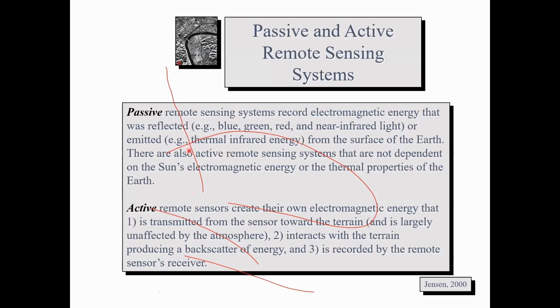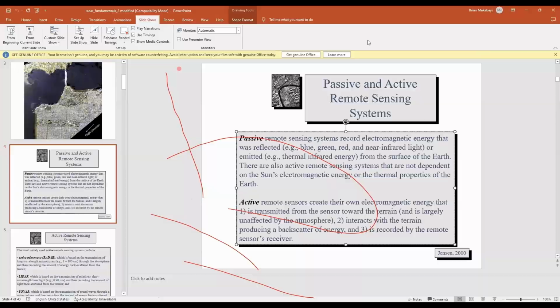I just want to clear my screen. I don't know what's happened with my screen. If you see those red things that are obstructing, first stop sharing and share again. Okay, so they are off.